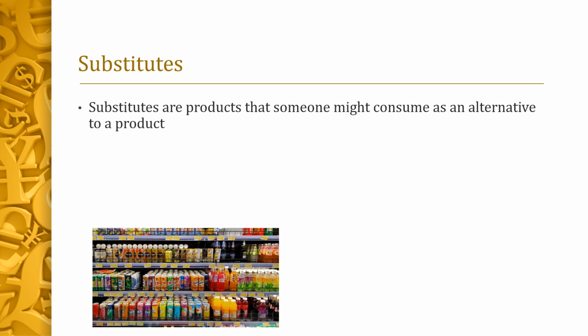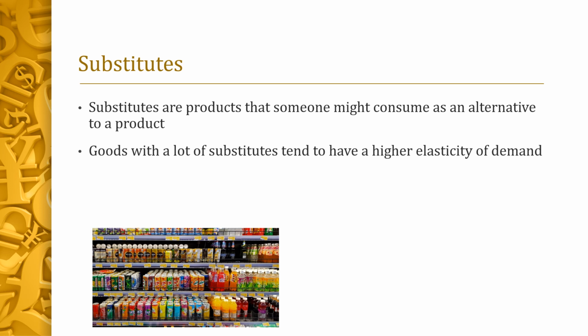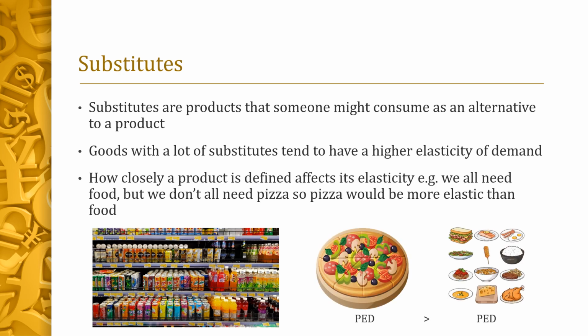Substitutes are products that someone might consume as an alternative to a product. Goods with a lot of substitutes tend to have a higher elasticity of demand. This is because someone could easily swap and buy the other product if they raise their price. How closely a product is defined also affects its elasticity. For instance, we all need food, but if we define our food more closely into separate categories, we don't all need pizza, so pizza would be more elastic than food. Some companies manage to instill a level of brand loyalty that means their customers don't see rival products as true substitutes.